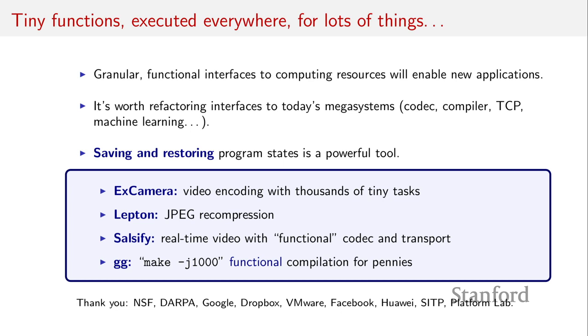I showed you that for video encoding, where the benefit of the functional style was parallelizing in tiny little pieces. I showed it for Lepton, where the benefit is being able to match the arbitrary boundaries of a distributed file system. I showed it to you for Salsify, where it's being able to explore an execution path without committing to it, so we can match the video codec's generated bitstream to the network's varying capacity. And I showed it for hopefully everything, compilation of everything in the cloud for pennies. Thank you very much.